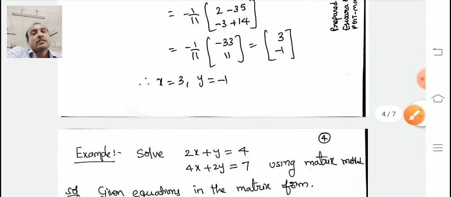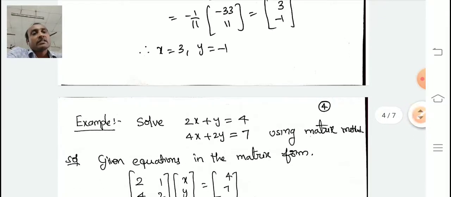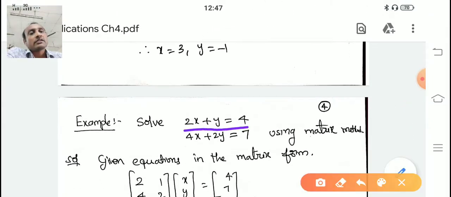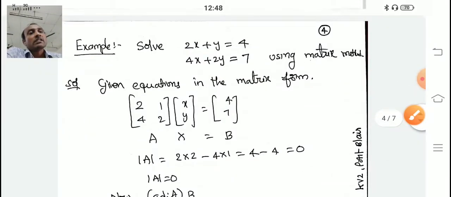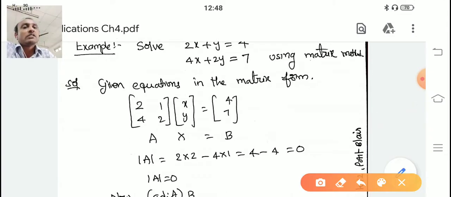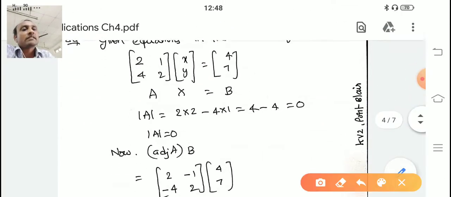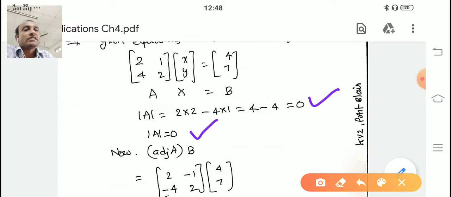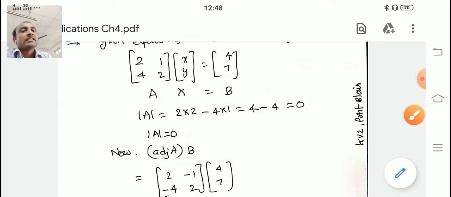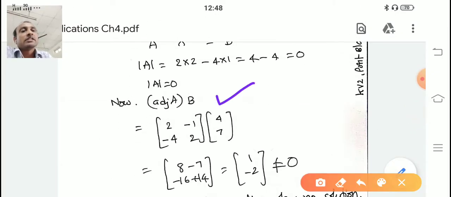Next, question 3, another system of equations is given: solve 2x plus y equal to 4, 4x plus 2y equal to 7 using the matrix method. We have to express it in matrix form: 2 1, 4 2, x y is equal to 4 7. So, Ax is equal to B. The very first step is to find the determinant of A, which is 0 here. When you get 0, the direction is that you have to find adjoint A into B.